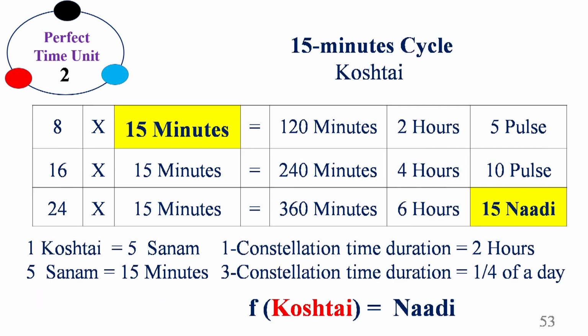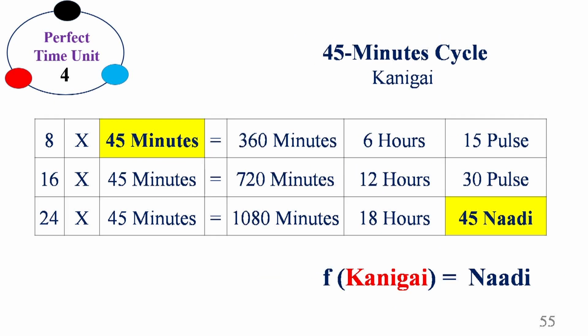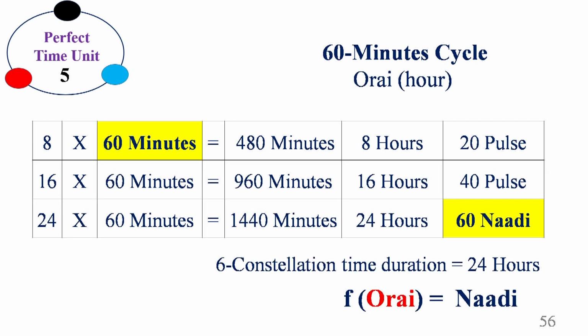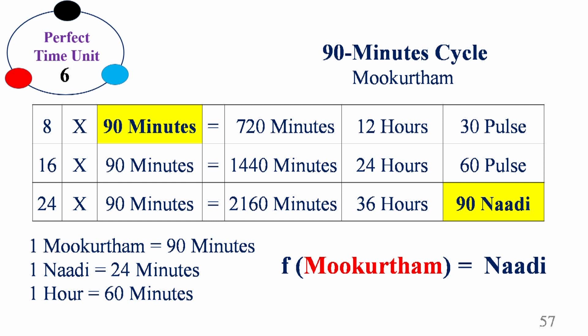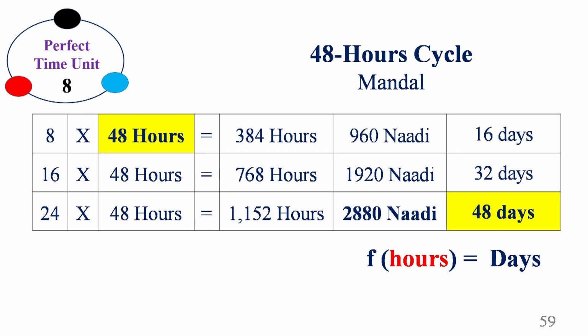The time units Kostai and pulse are related. The time units Twin Kostai and pulse are related. The time units Kanigai and pulse are related. The time units Orai and pulse are related. The time units Muhurtam and pulse are related. The time units Twin Orai and pulse are related. The time units hours and days are also functionally related.